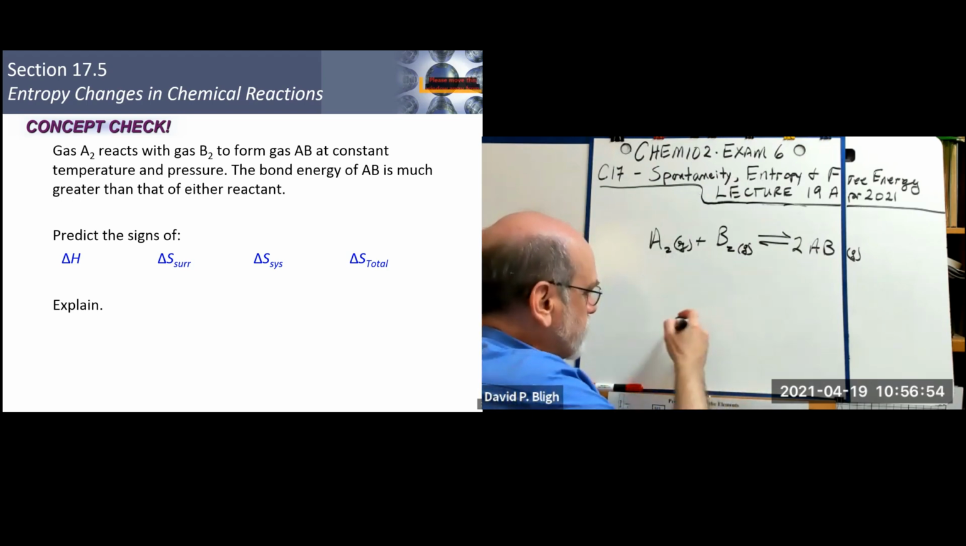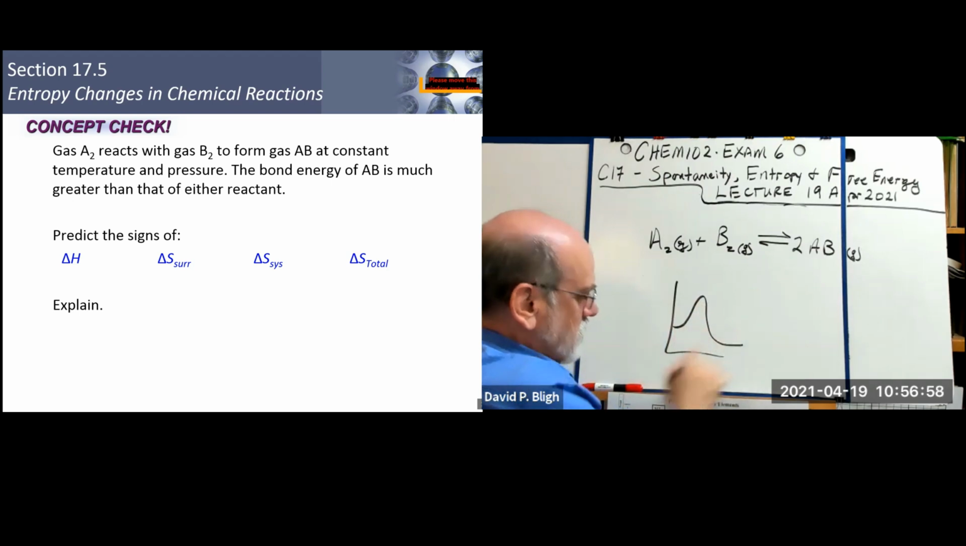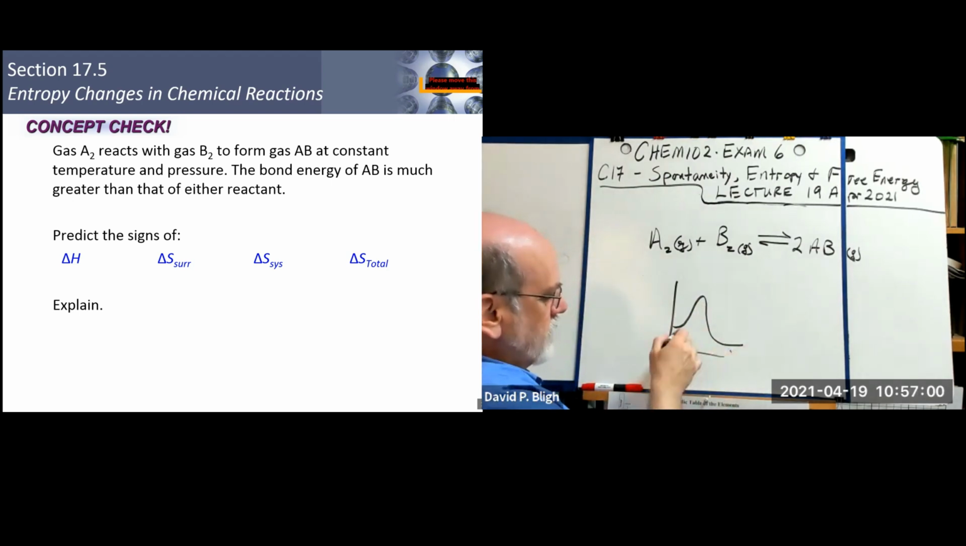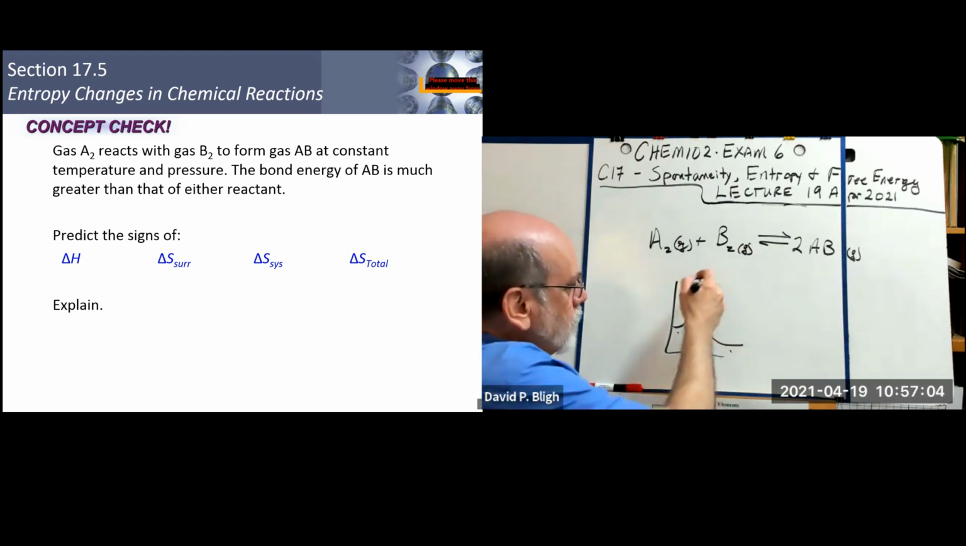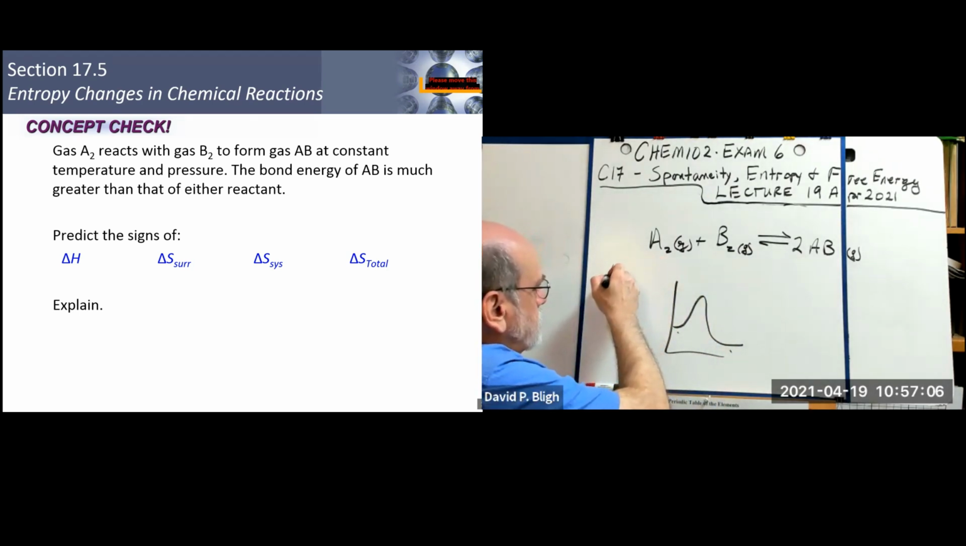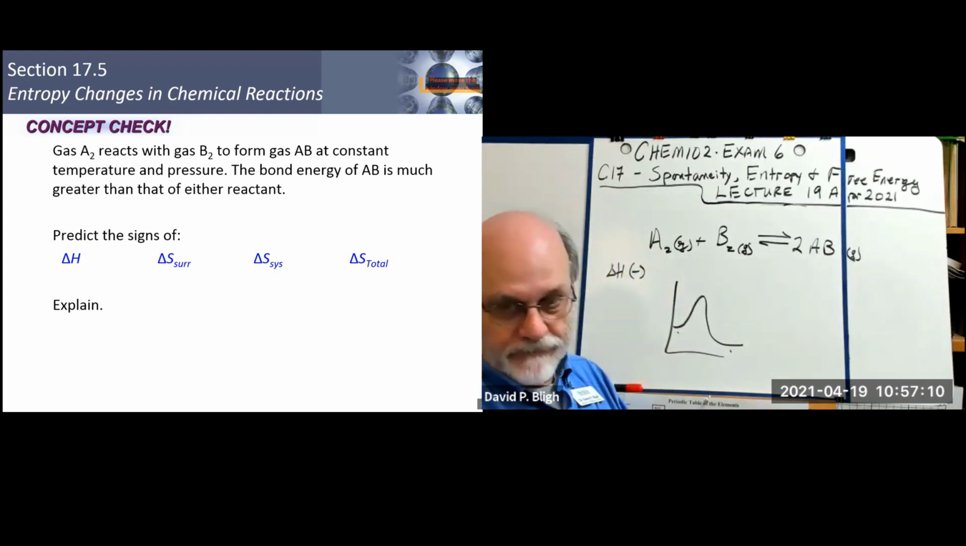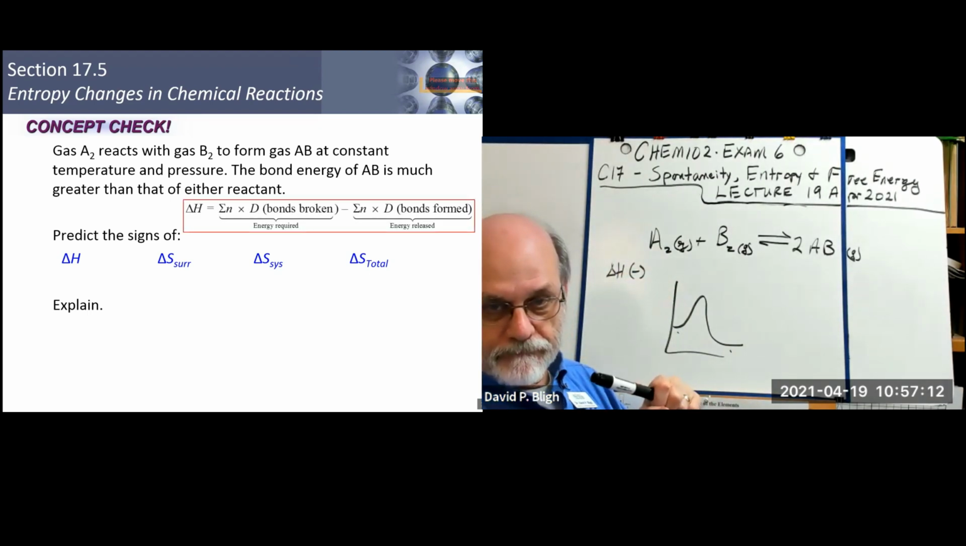It goes like this. Products down here, reactants there. So it's going to give up energy. So delta H is negative. I'll talk about that equation in just a minute.